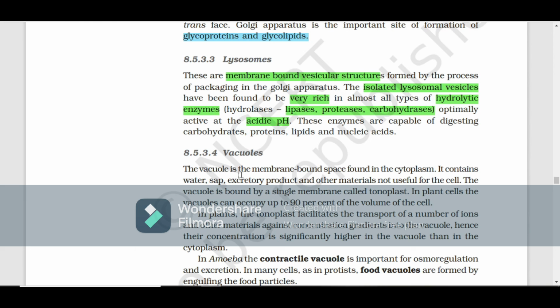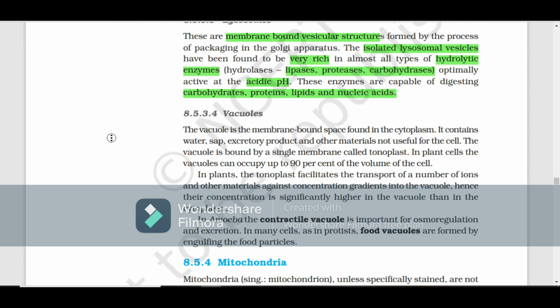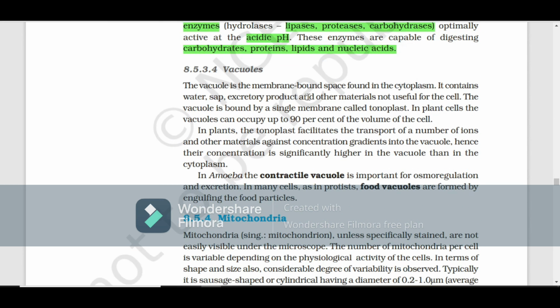It helps in digestion, kind of. Okay, the isolated ones have very rich hydrolytic enzymes which work in an acidic pH in order to break down and digest carbohydrates, proteins, lipids, and nucleic acids. Like lipases are for lipids, proteases for proteins, likewise. Okay, last part, vacuoles.